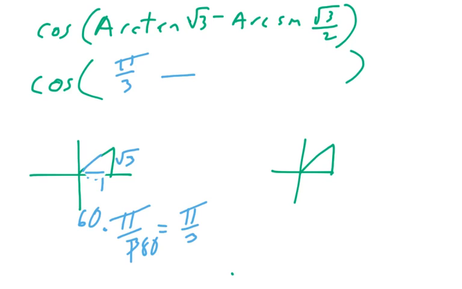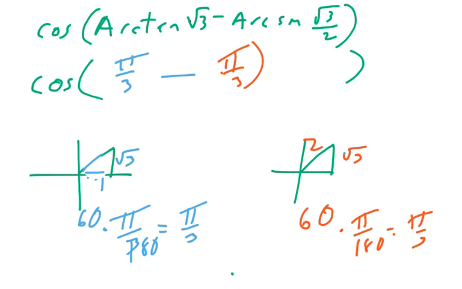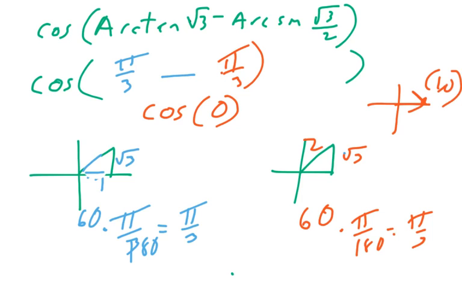Minus, this one is the arcsine of the square root of 3 over 2, which also turns out to be a 60 because it's basically the same triangle, which is once again pi over 3. Now, of course, pi over 3 minus pi over 3 is 0, and so we need to know what the cosine of 0 is. Cosine of 0, well, 0 points out this way, the point is 1, 0, and the cosine is the x value, which is equal to 1.